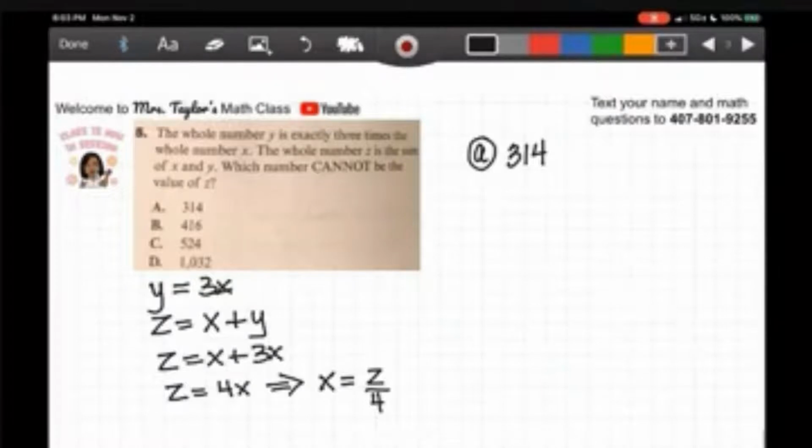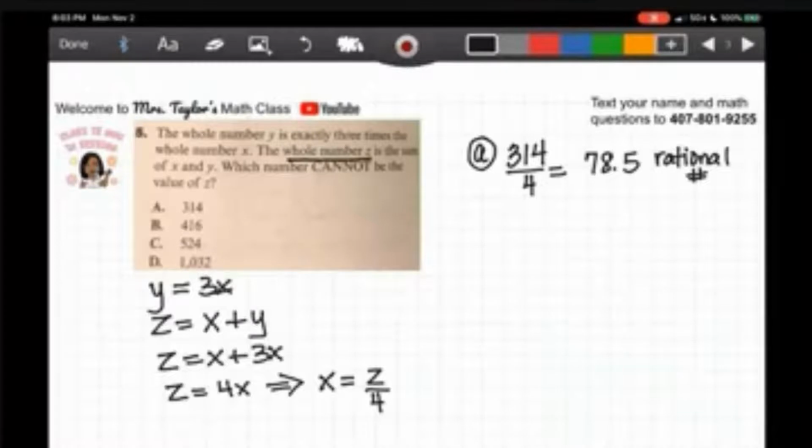If I divide that by 4, 314 divided by 4 is going to give me 78.5. And this is a rational number. This is not a whole number. And it says that z is a whole number. So we know that z cannot equal 314, because if I divide it by 4, it's going to give me 78.5.